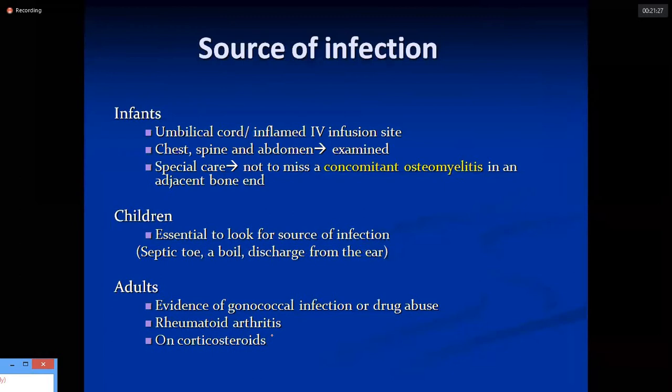Again, the source of infection in infants may be the umbilical cord, IV infusion site, concomitant osteomyelitis, or CSOM, an ear infection. Similarly, in children, there can be a septic toe or boil, or spread from the ear. In adults, it is usually gonococcal infection. As I have already told, the chance of sexually transmitted disease, gonococcal or chlamydial infection, is high. In patients with rheumatoid arthritis or on corticosteroids, there is a chance of septic arthritis in adults.